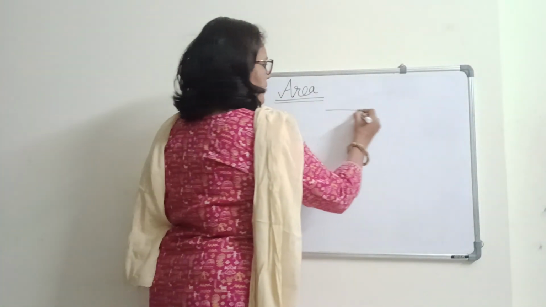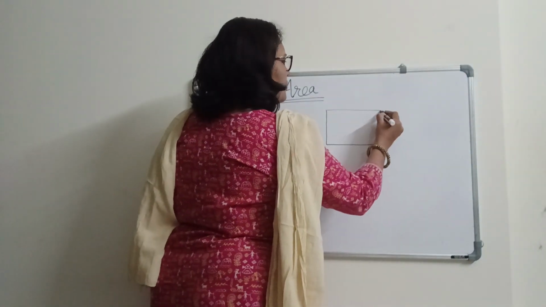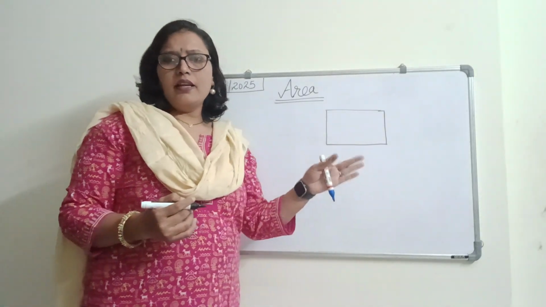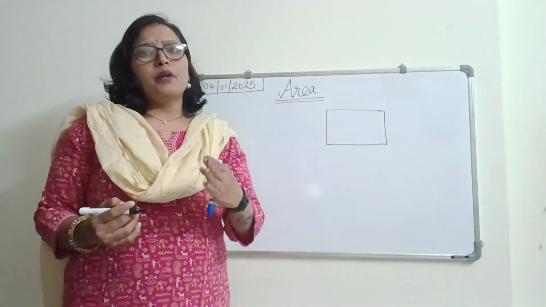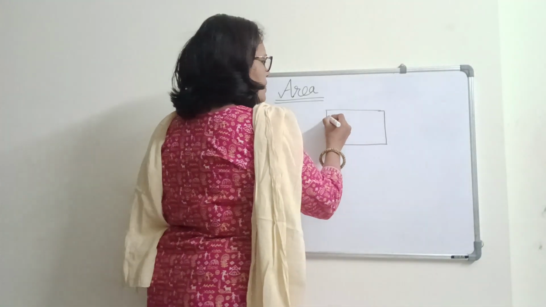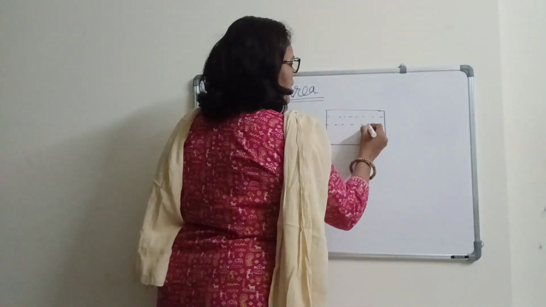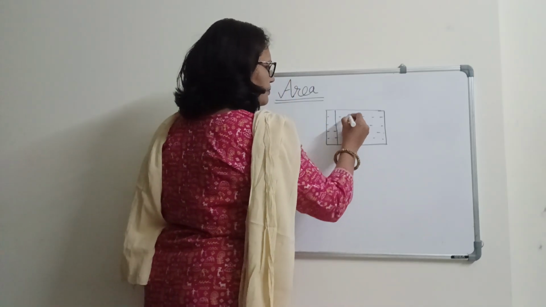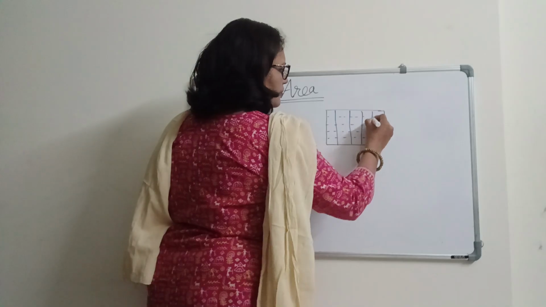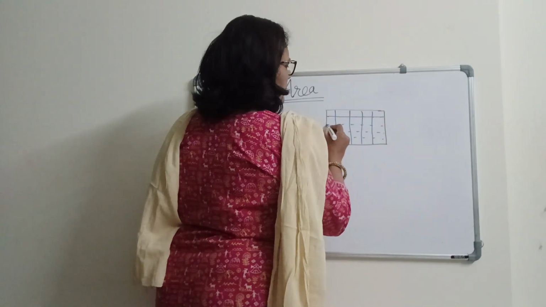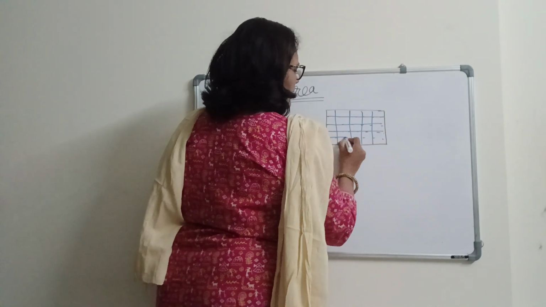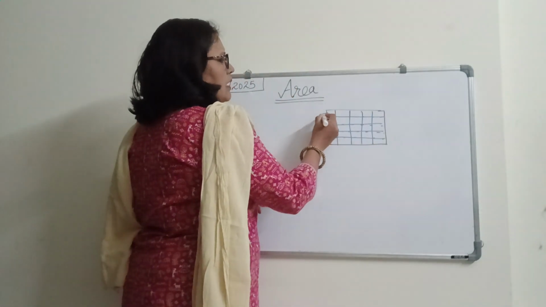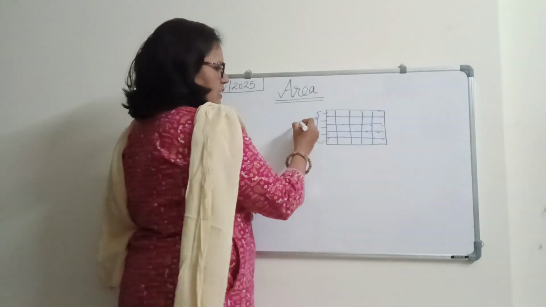Suppose this is our rectangle. How to find the area of the rectangle? Suppose you draw this rectangle on squared paper or grid paper, then you have to see how many squares this rectangle is covering. Here, how many squares are covering? 1, 2, 3, 4, 5. There are 5 rows.